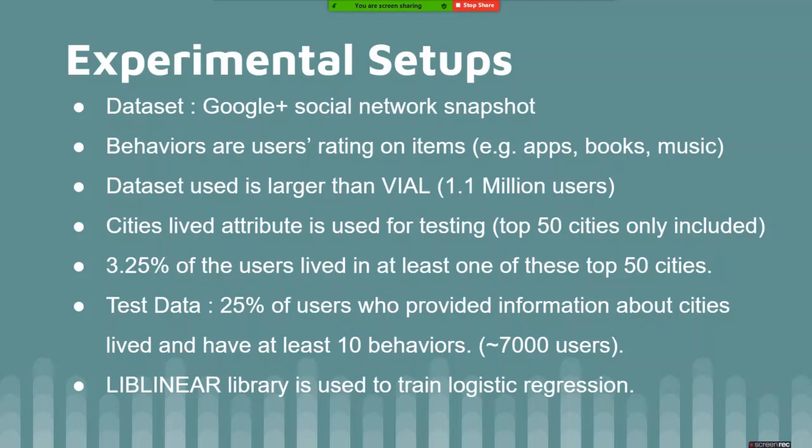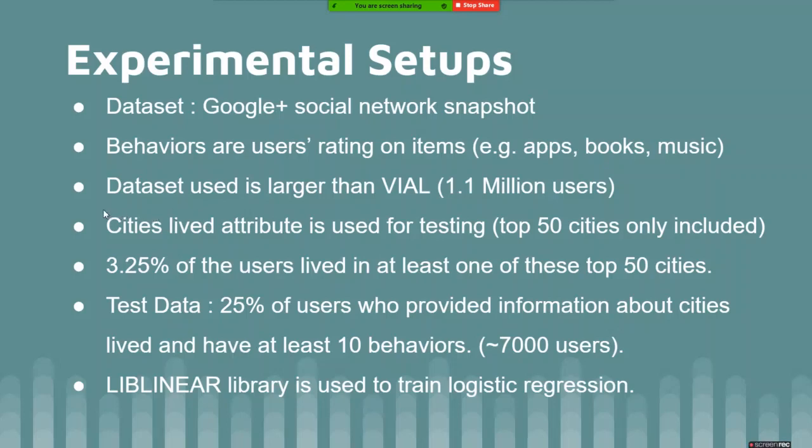So in the end, I will just present the results. The experimental setup for this experiment is that we obtain a data set from the Google Plus social network. The behaviors are user ratings on items like applications, books, and music. This is what is thought of as behavior for the Google social media network. Google Plus is already discontinued. The data set used in training is larger than Vial's; the training set used for Vial was 1.1 million users. However, the author states that even though the data set is slightly larger than the one used for Vial, it's still not sufficient. They need more data to perform well.